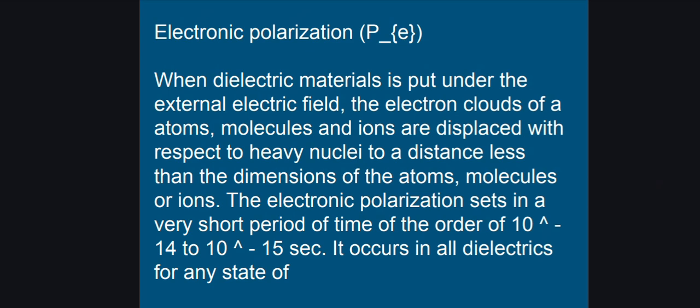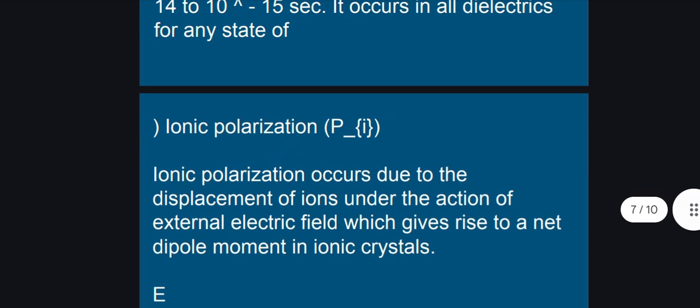Electronic polarization. When dielectric material is put under the external electric field, the electron clouds of atoms, molecules, and ions are displaced with respect to heavy nuclei to a distance less than the dimensions of atoms, molecules, or ions. The electronic polarization sets in a very short period of time, of the order of 10 raised to minus 14 to 10 raised to minus 15 seconds. It occurs in all dielectrics of any state.